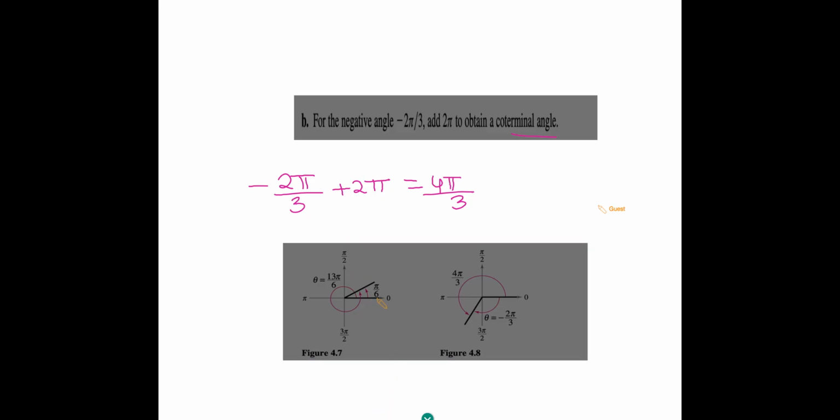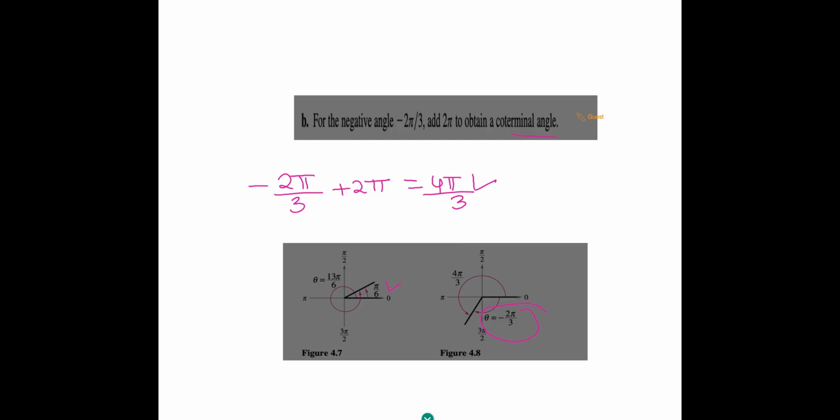Now we can see that this one is anticlockwise, a positive angle, pi over 6. Now theta is 13 pi over 6. This will be pi over 2, this whole will be pi, this is 3 pi over 2, and this whole is 2 pi. Now for part B, we have negative 2 pi over 3, and adding 2 pi to it, we get 4 pi over 3. This is 4 pi over 3. Understood?